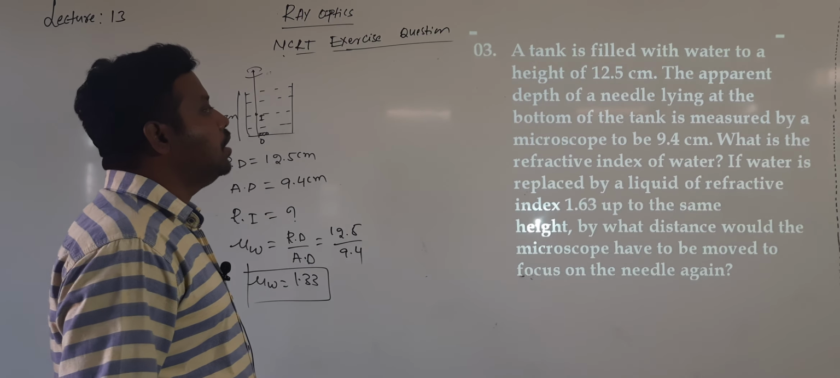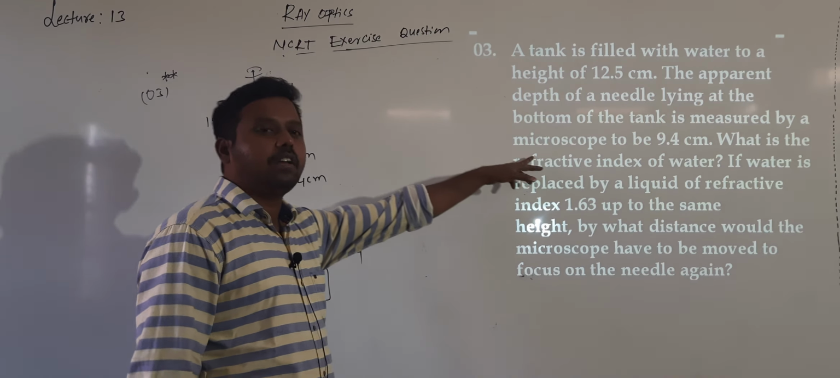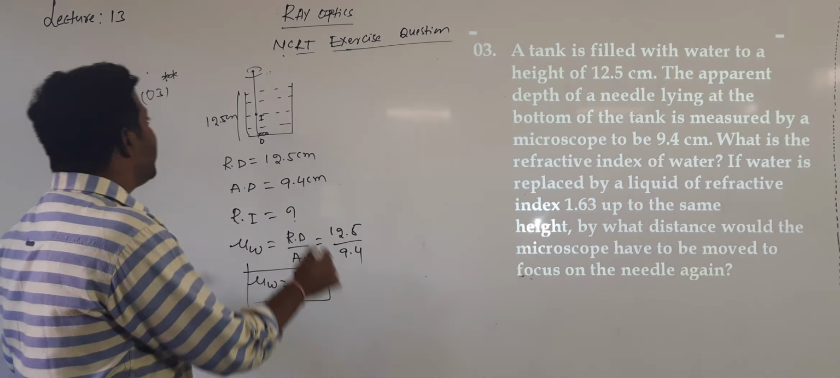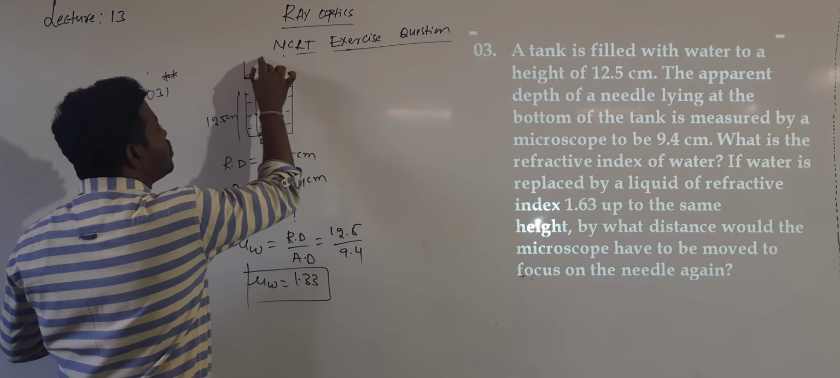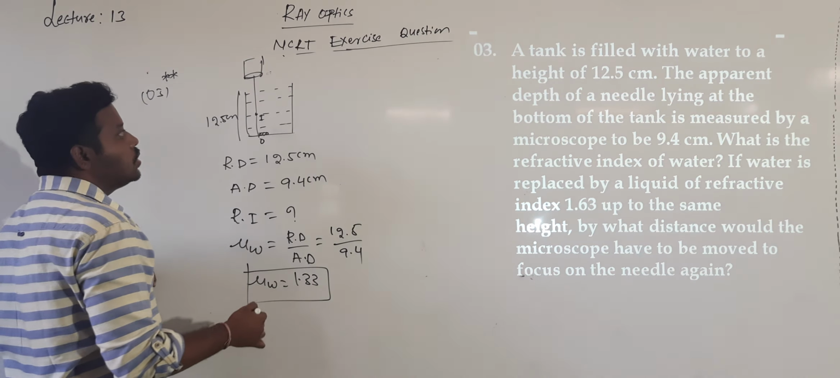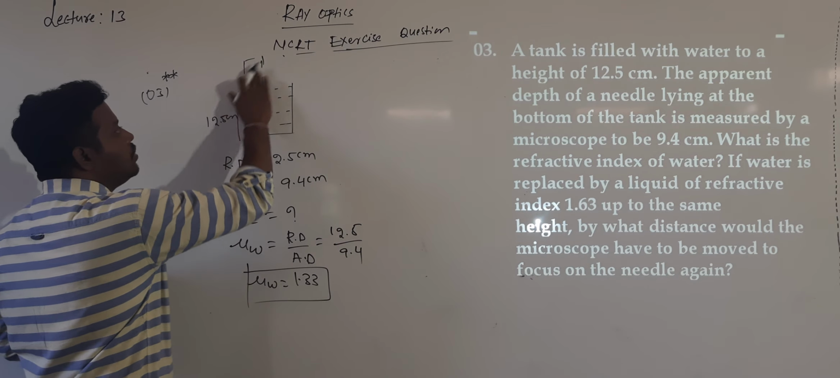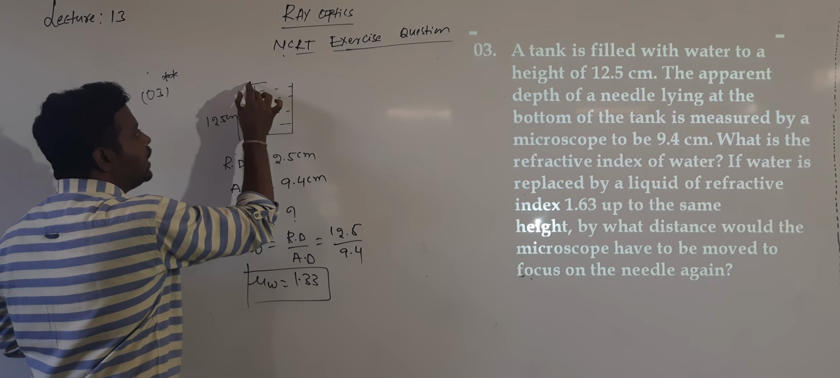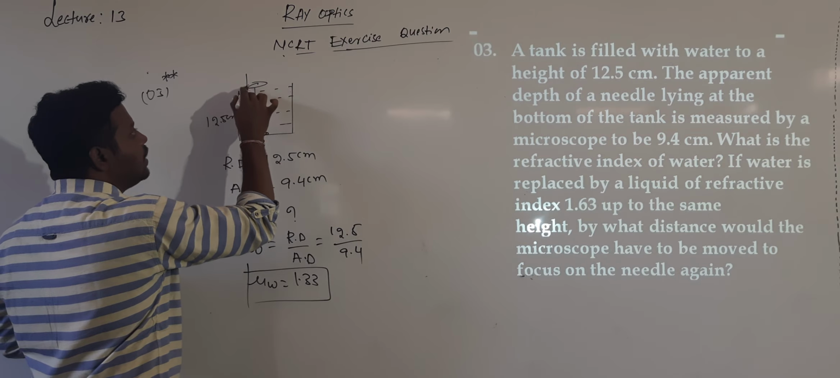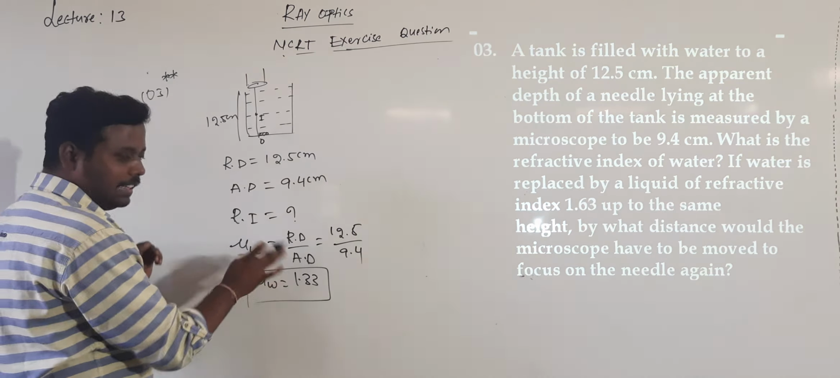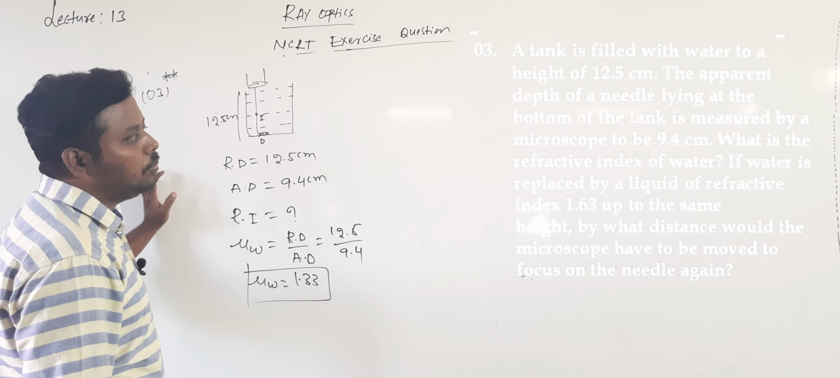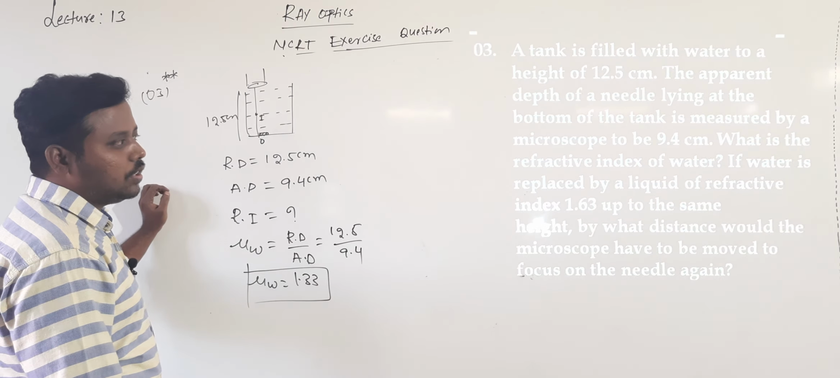Now what they are telling is, the needle lying at the bottom of the tank is measured with the help of a microscope. So they are using a microscope. Here they are putting one microscope. Through this microscope they are watching this. So what is the needle's apparent depth value? The microscope was placed very close, here. Understood? Now that is over. Till now is completed. Now one more question.